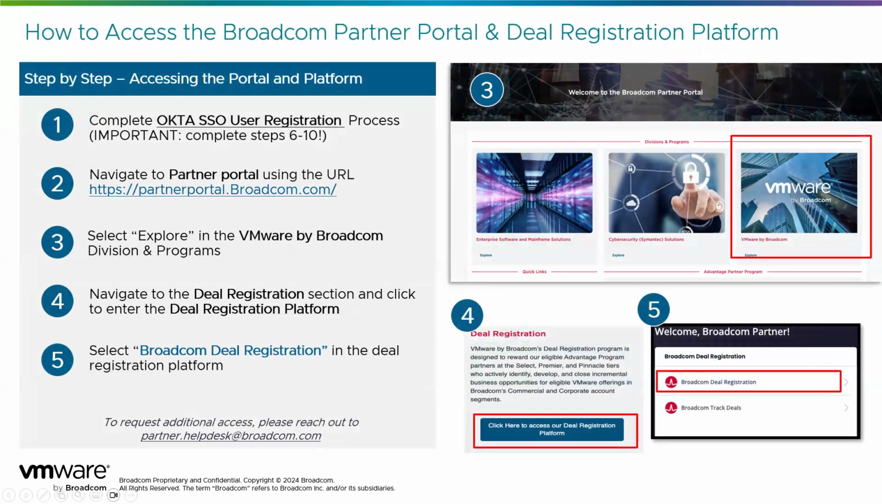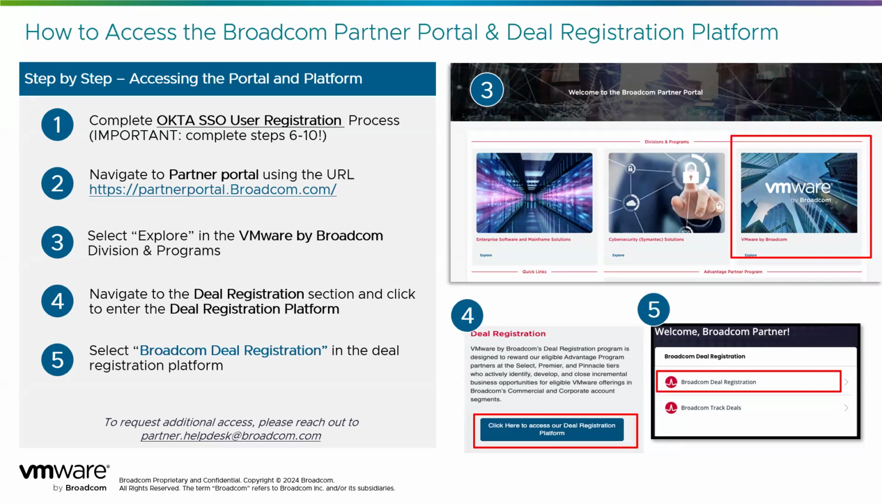So if you look here, we have 5 simple steps to access the deal registration platform and tool. Step 1, as a partner user, you need to complete the Okta user registration process. And as a reminder, you need to complete steps 6 through 10 in that document to make sure that you upgrade your profile to a partner user so you can access the deal registration platform and tool.